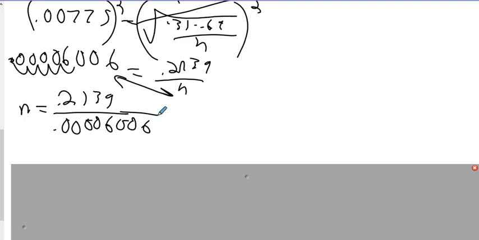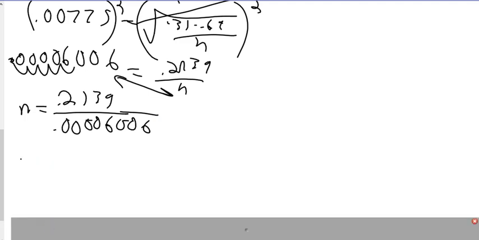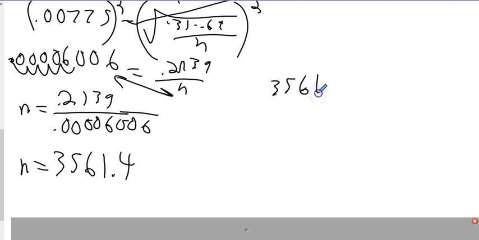Because technically, you multiply both sides by n, which would put the n right here, then you divide by this decimal to get n by itself. You can save yourself time by just doing that. And what you get is n has to be 3561.4. In other words, they need to have 3,561 people in the survey to fall underneath a 2% margin of error.